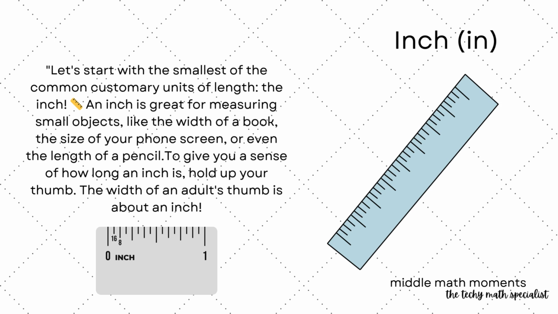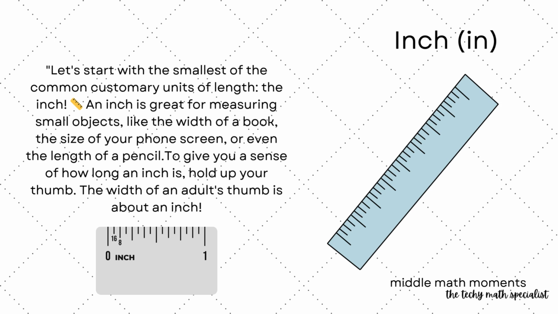An inch is great for measuring small objects, like the width of a book, the size of your phone screen, or even the length of a pencil. To give you a sense of how long an inch is, hold up your thumb. The width of an adult's thumb is about an inch. Here are a few key things to know about inches. There are 12 inches in 1 foot.